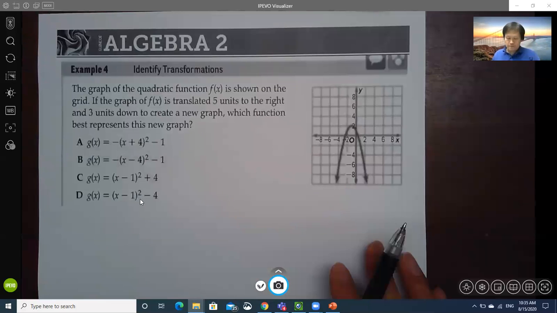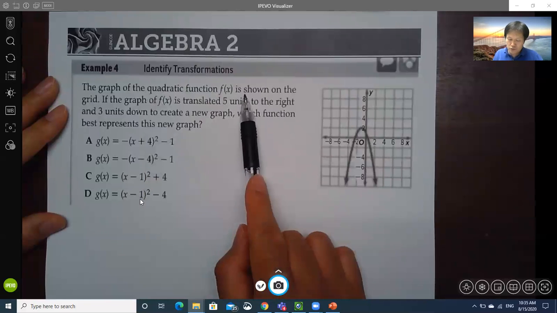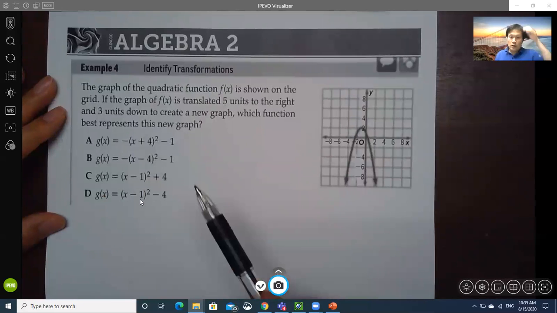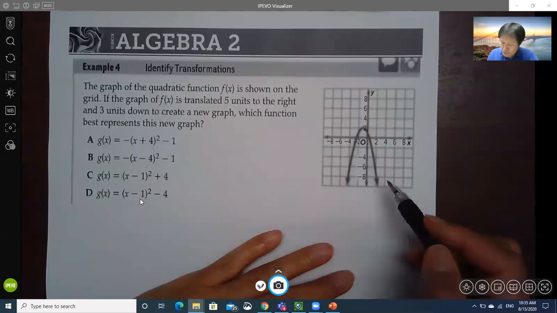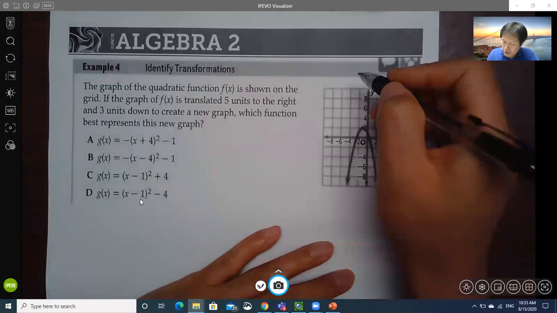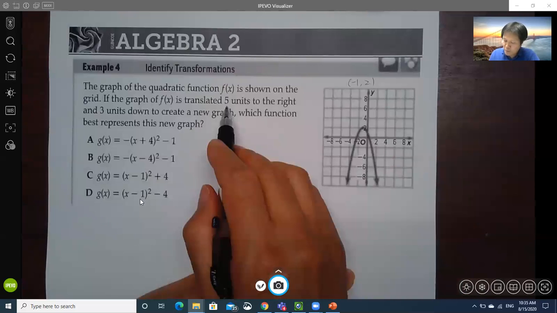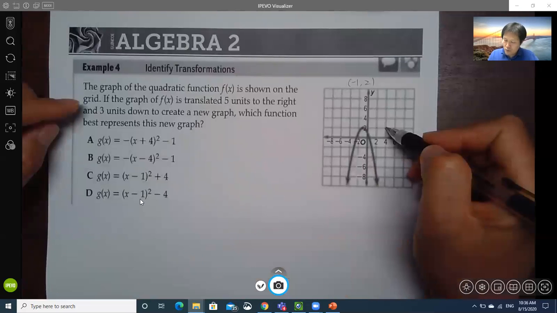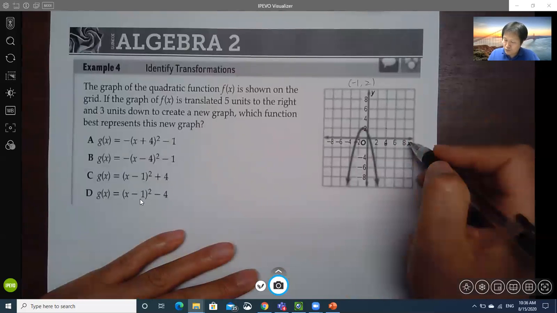Okay, next question. The graph of the quadratic function f of x is shown on the grid. If the graph of f of x is translated 5 to the right. Okay, so take a look at the current graph. It may look a little blurry here. This point, I think it's minus 1, comma 2. That's the vertex. If you go 5 units to the right, 1, 2, 3, 4, 5, we end up at 4. 3 units down, 1, 2, 3. So the new vertex will look like 4, comma minus 1.